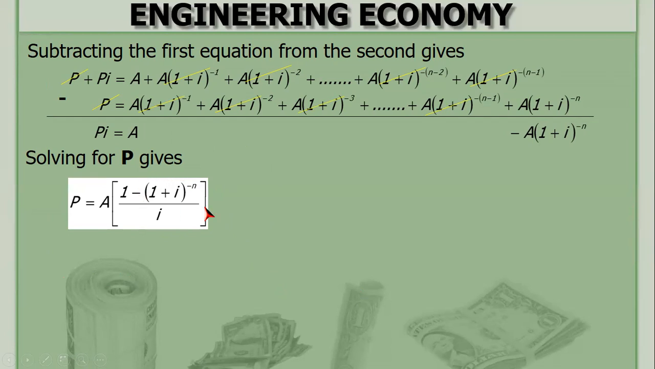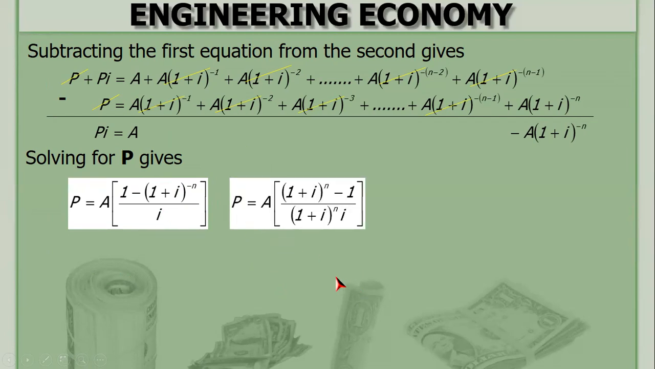A second expression sa P is you bring this one sa denominator. So this becomes 1 over 1 plus I raised to positive n. And then you get the LCD. And then ang denominator i-combine sa I. The result is this. So another expression of P. So you can use this one if you want, or this one.